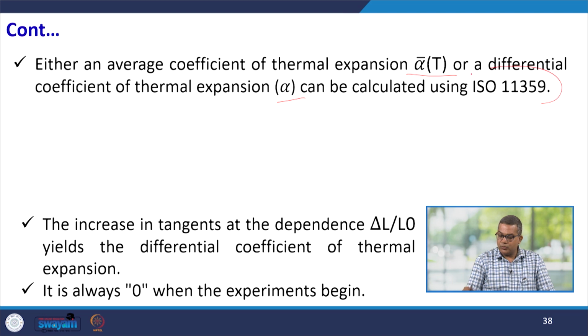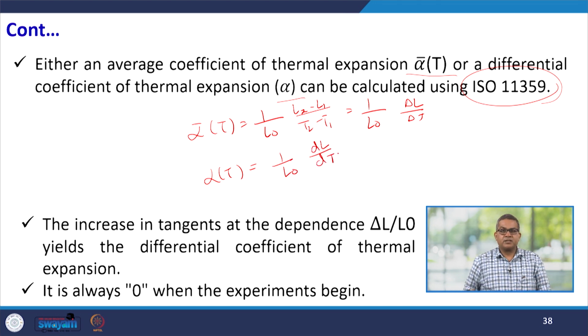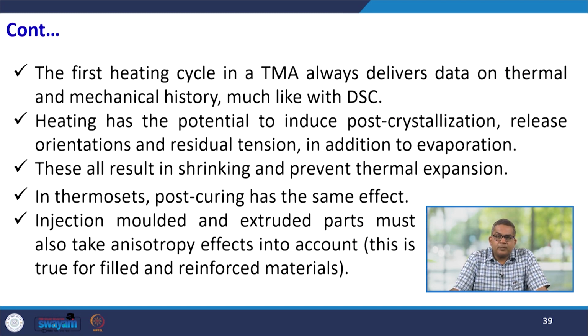So either an average coefficient of thermal expansion, that is alpha-bar, or a differential coefficient of thermal expansion, alpha T, can be calculated using ISO 11359. The average can be written as 1 over L0 times (L2 minus L1) over (T2 minus T1), that is 1 over L0 delta L over delta T, and alpha T is equal to 1 over L0 dL over dT. So the tangent at the dependence delta L over L0 yields the differential coefficient of thermal expansion, and it is always not constant when the experiments begin.